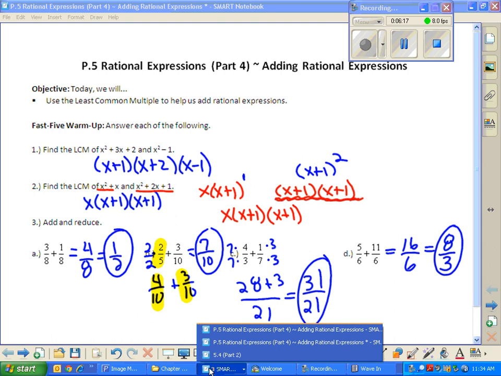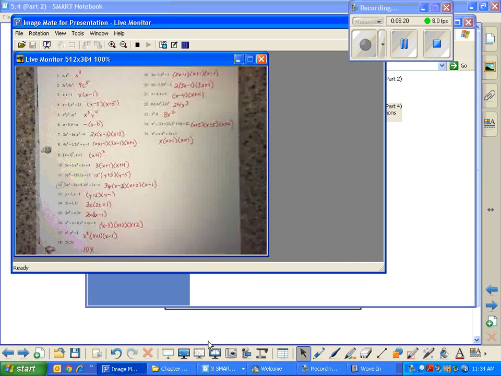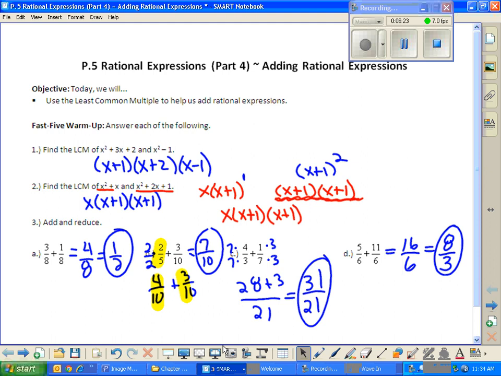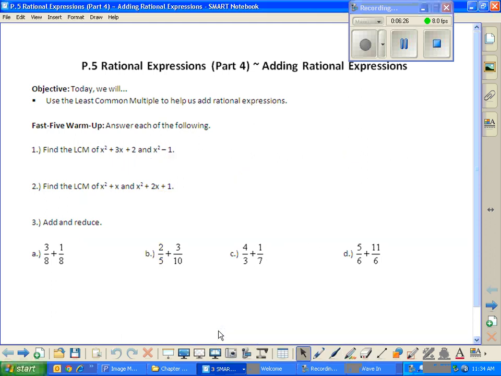Blank note sheet. Okay. Sort of. Pardon me. Trying to find my blank one. There it is. Blank. Okay.